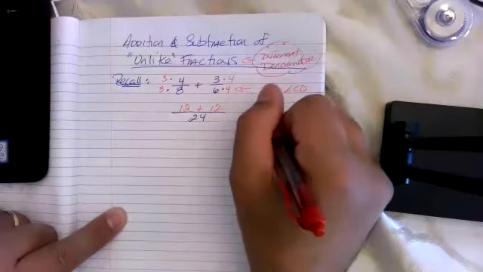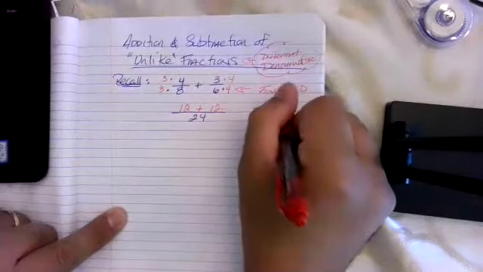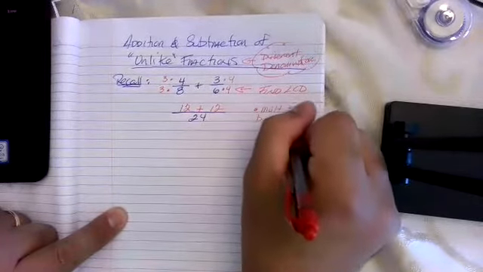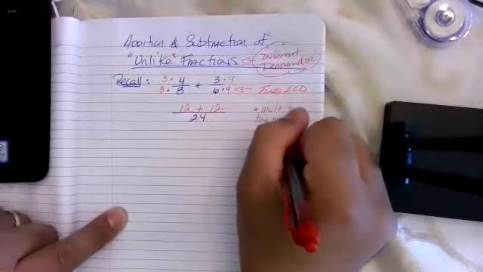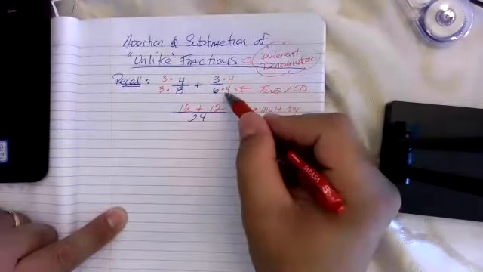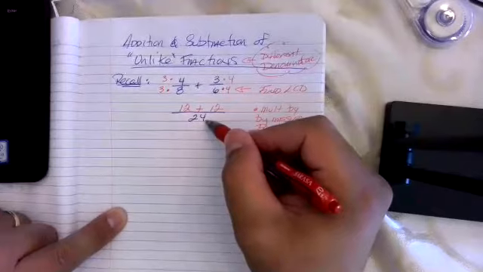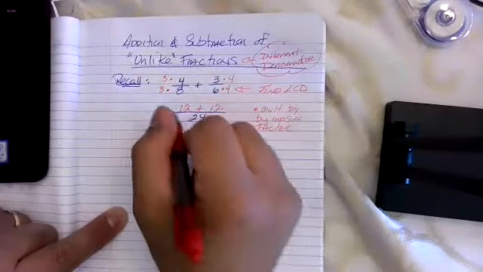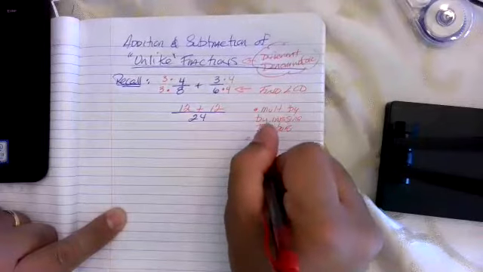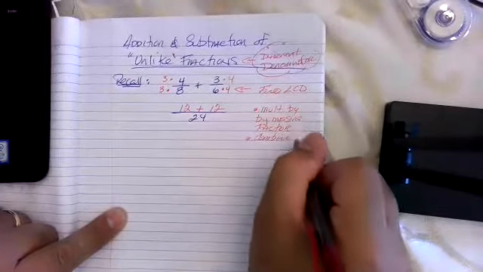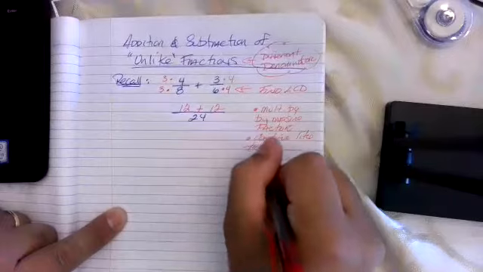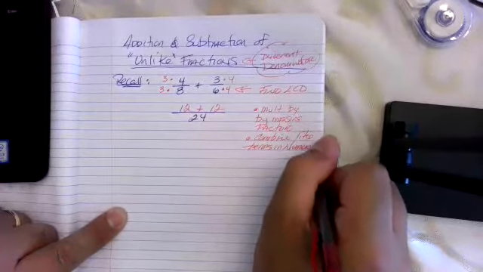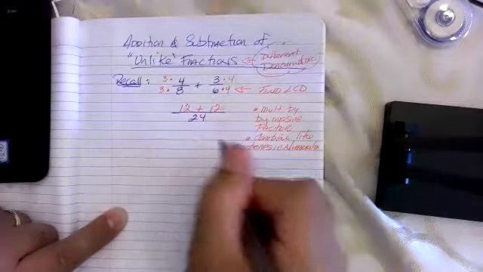So I find a LCD, then I multiply by the missing factor, the missing multiple. Right here, I multiplied, so that way I had my 24 on the bottom, my 12 up top. Now I can combine my like terms up top. Combine like terms in the numerator.